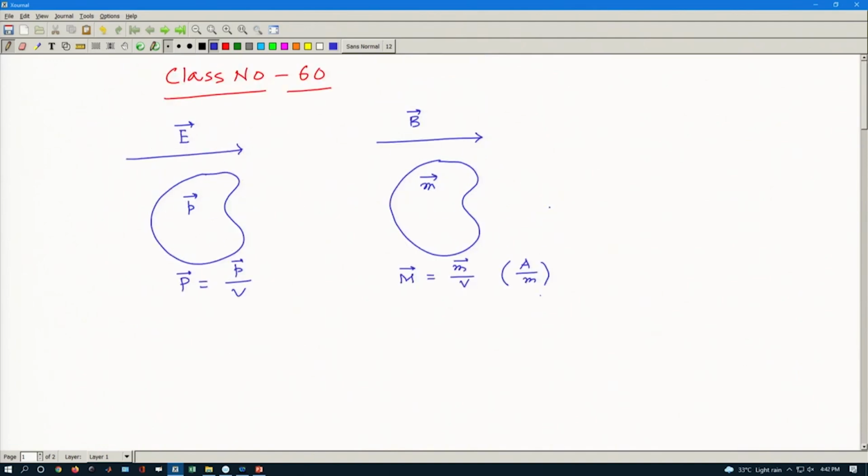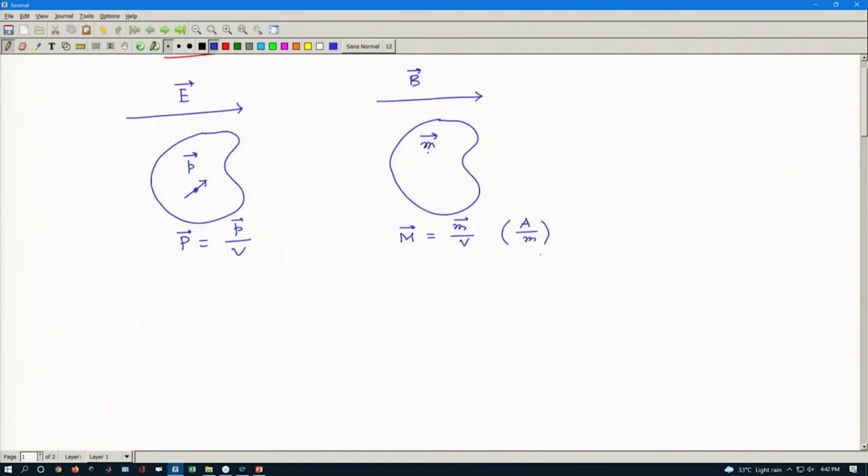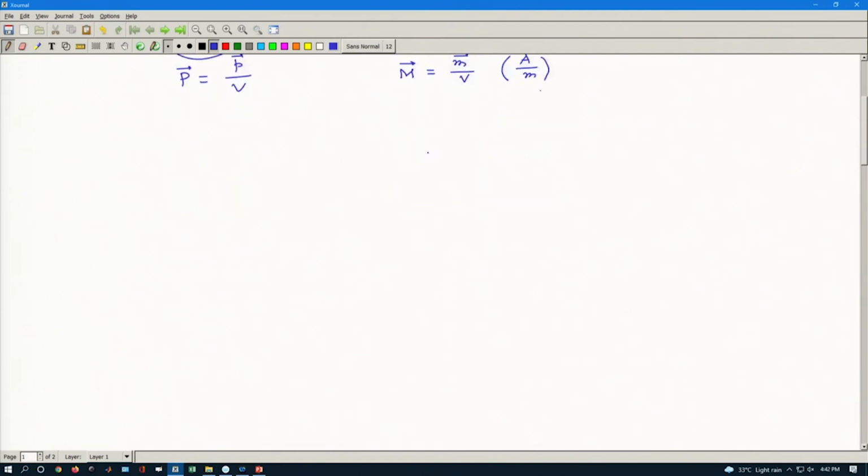In both cases the dipole will try to align along the applied electric field. Suppose this is the dipole, it will try to align with the applied field. In the magnetic case a similar phenomenon happens. Based on the alignment, suppose I have a magnetic field B, and if the alignment is in the same direction, this is my M, then this is called a paramagnet.